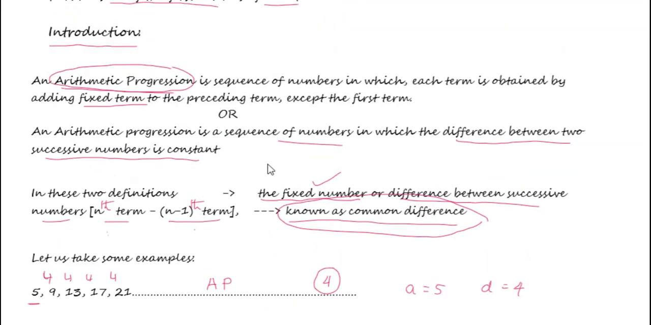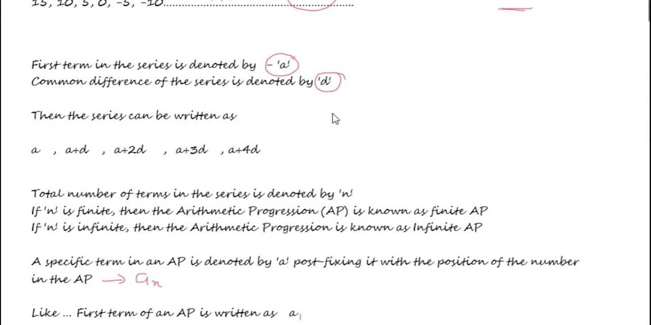Our first definition says arithmetic progression is a sequence of numbers in which each term is obtained by adding the fixed term to the preceding term. So now let us construct this AP. The first term is a, the next term is obtained by adding a fixed term to that. The fixed term here is d, that common difference is the fixed term here. So the next term is a plus d, and the fixed term again, next term is a plus 2d, a plus 3d, a plus 4d. This is the general way of representing an arithmetic progression.